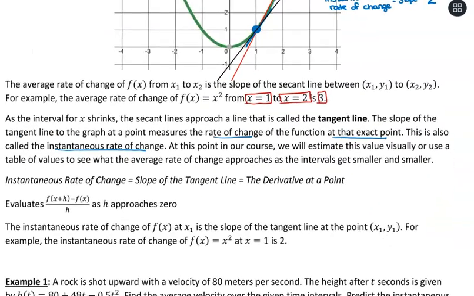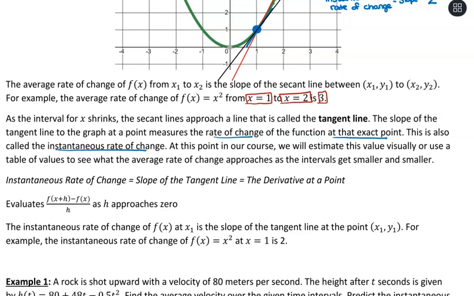So just to go back to our definitions here, instantaneous rate of change is interchangeable with slope of the tangent line, which is interchangeable with derivative at a point. So these things all represent the same thing for us, and we'll use them interchangeably, but really the process will be the same if we need to calculate any three.